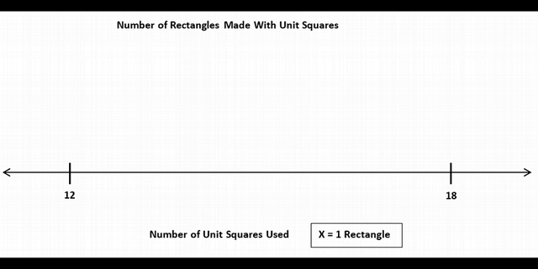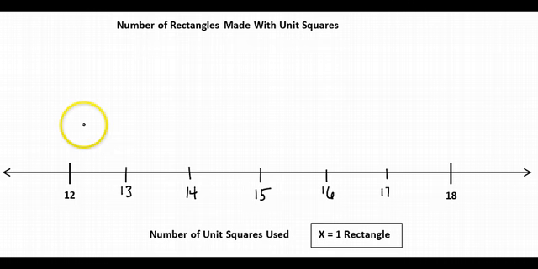Now there were several tables in that first section where we were finding different rectangles. So I'm going to take all of the information for that first section and make a line plot that will show the data that I collected for those rectangles. In that first exercise, we found different rectangles that had an area of 12 square units, 13 square units, 14, 15, 16, 17, and 18 square units.